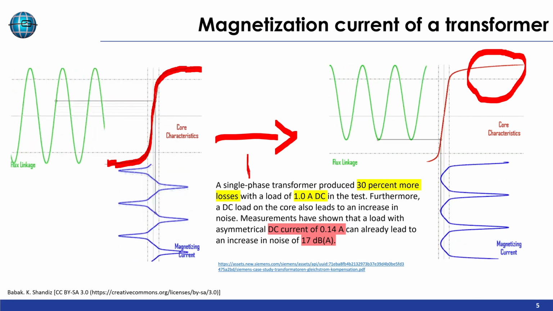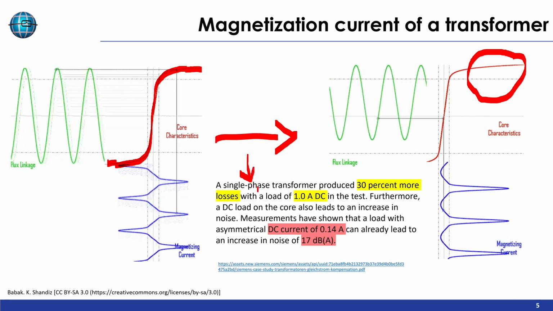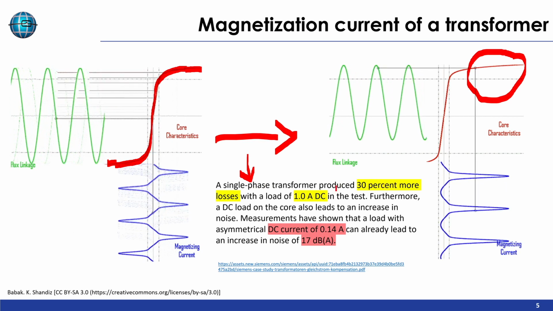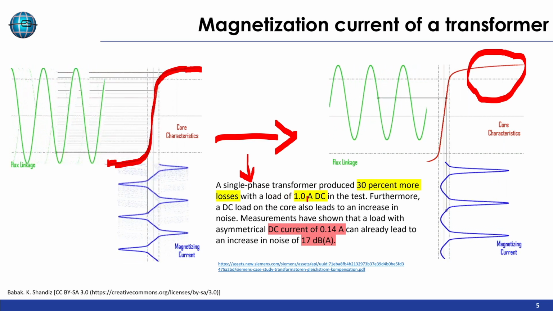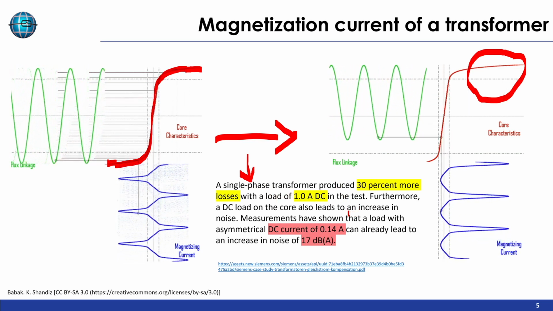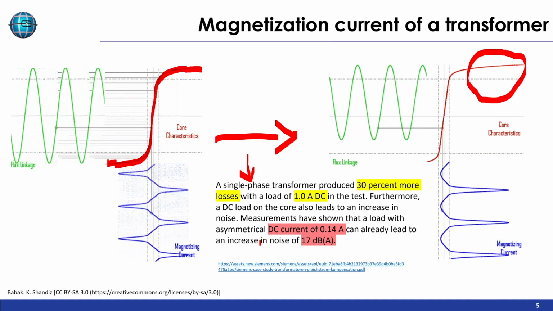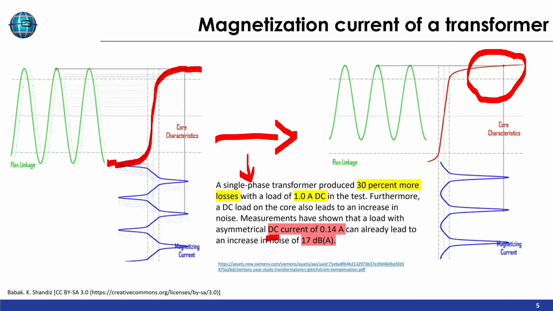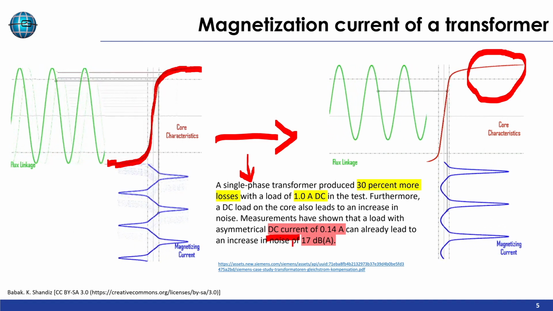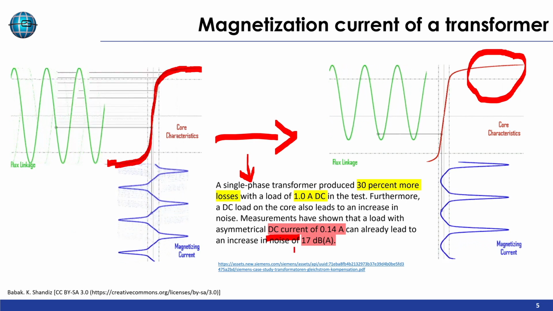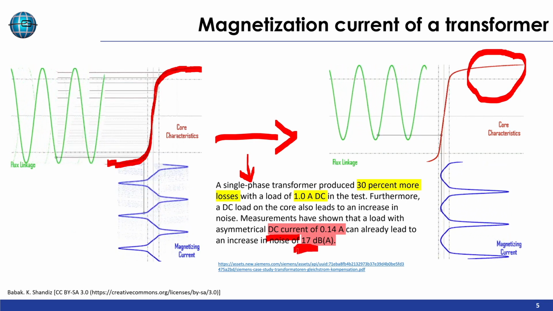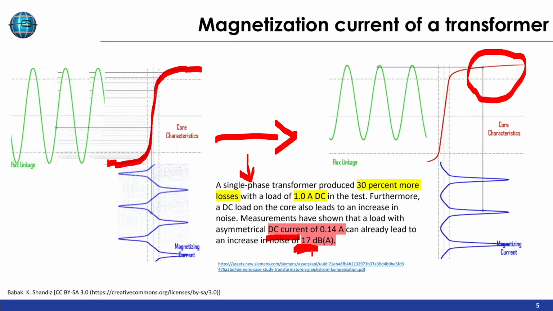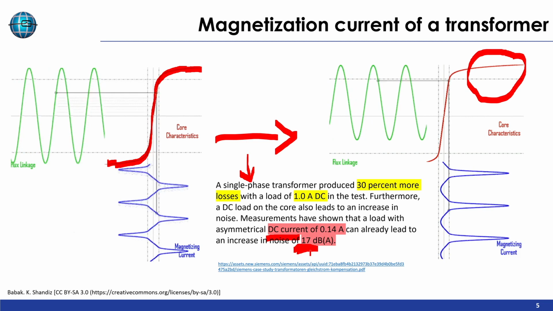Of course it depends on the transformer what kind of losses you get from a DC component. But I found some sources on the internet where a single phase transformer produced 30% more losses with a load of 1 amp DC in the test. And of course, if we have saturation effects, a small DC current can lead to an increase in noise. In this example, 140 milliamps increase the noise by 17 decibel.